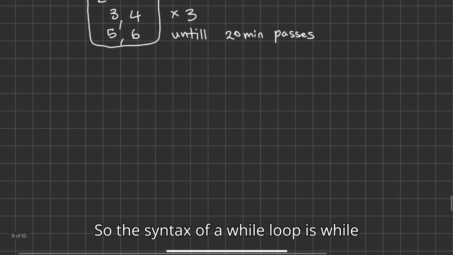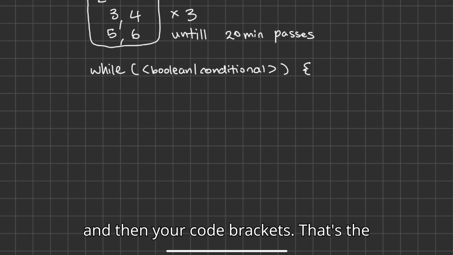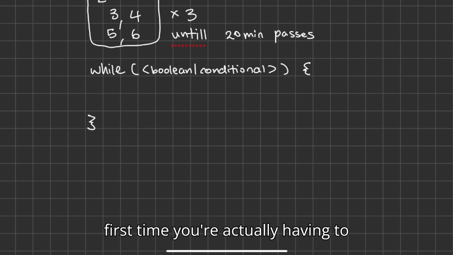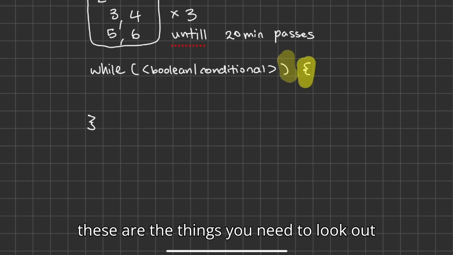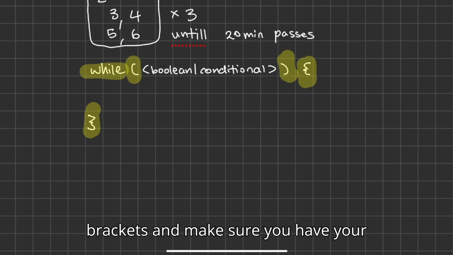So the syntax of a while loop is while, parentheses, boolean / conditional, and then your code brackets. That's the first time you're actually having to write your own code brackets, and these are the things you need to look out for. All right, so make sure you have your brackets and make sure you have your while loop.